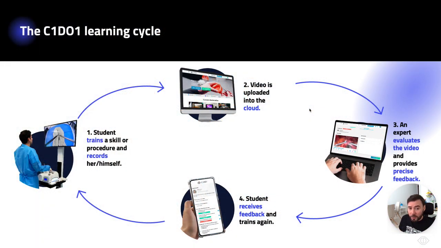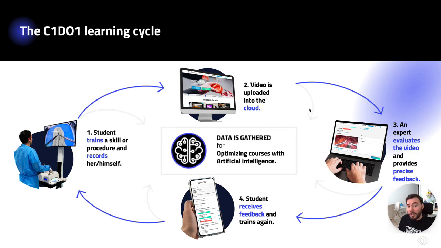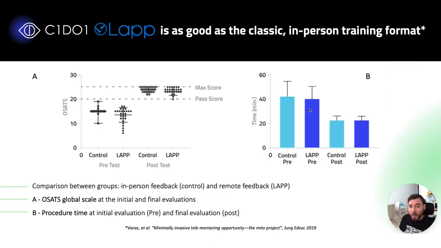Trainees will record themselves training a skill or a procedure, and the video will get uploaded for them to later receive individualized feedback. We've realized that we all need feedback when we commit mistakes to improve these mistakes. C1DO1 just makes feedback much more accessible. While the C1DO1 cycle occurs, important data is being harvested and used to create amazing automation algorithms for future learning guided by artificial intelligence. In the laparoscopic course I showed you at the beginning, we were able to demonstrate that C1DO1 is as good as the classic in-person training format.